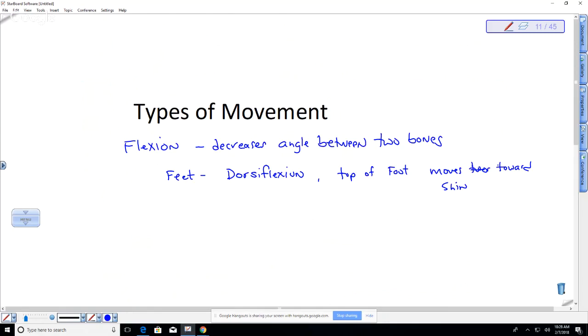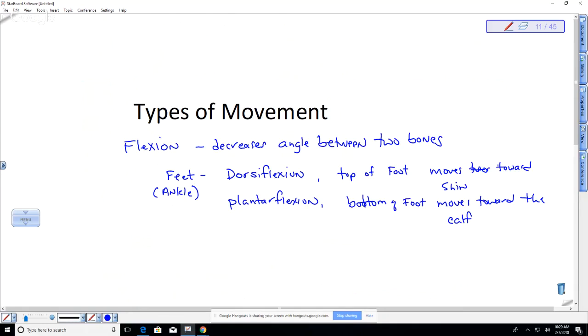Okay. We also have at the ankle plantar flexion. Plantar is the bottom of your foot. This is where you plant your foot onto the ground, right? So that is where the bottom of the foot moves toward the calf. So this would be like pointing your foot, right? If I'm pointing my foot, I'm decreasing the angle between the bottom of my foot and my calf. So in the ankle joint, we don't have a flexion and an extension. We don't have the opposite of flexion. They're both flexion. It's just that they're dorsiflexion or plantar flexion.